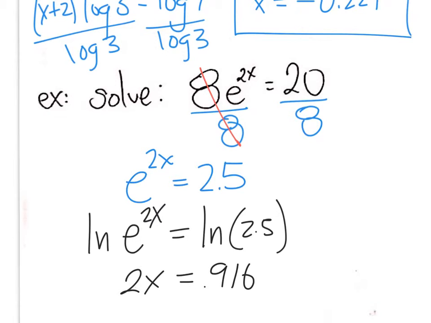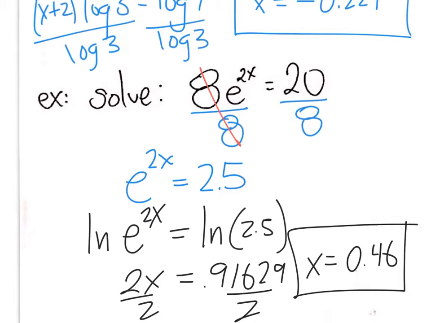0.916, 2, 9, etc. And we're going to divide both sides by 2. Round our answer to 2 decimal places, and we get 0.46. Voila!